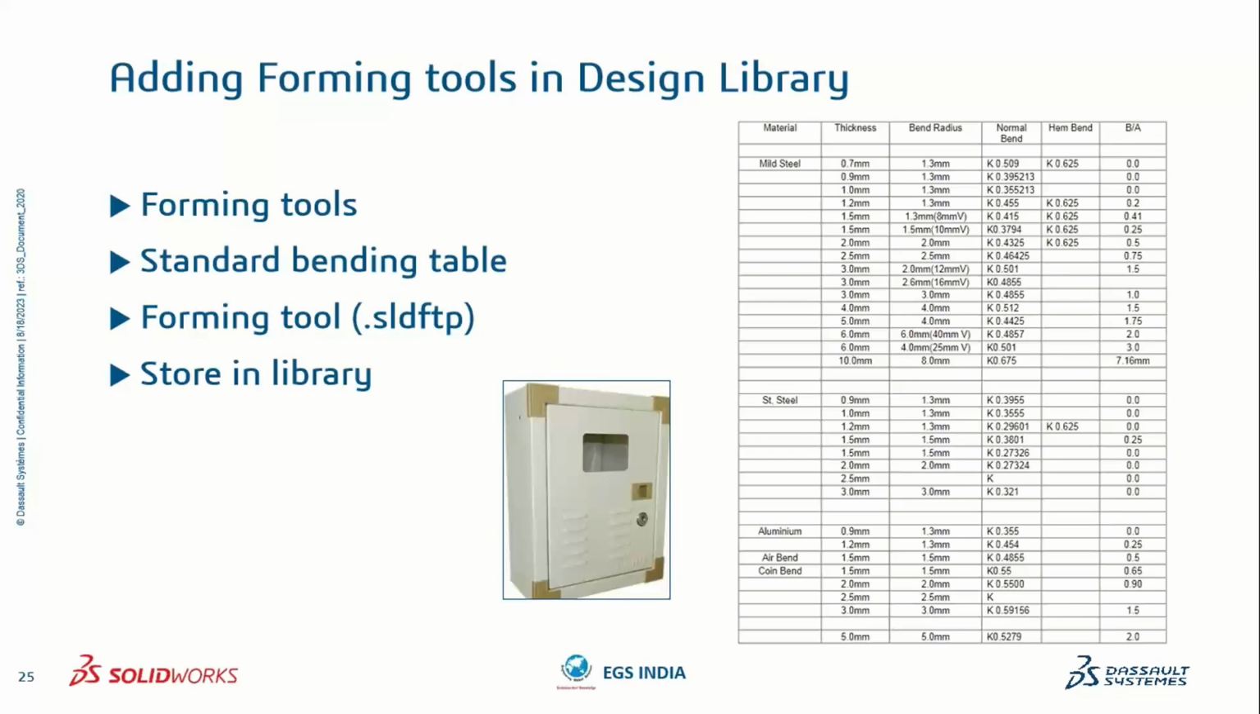Most companies use some standard bending feet, bend radii and bend thicknesses according to their sheet metals. Here you can see mild steel, stainless steel, aluminum, and the processes they follow, like air bending and coining. For a particular sheet metal thickness, they follow a specific bend radius and K factor value. Using this table, they do their forming processes. We'll see them one by one.